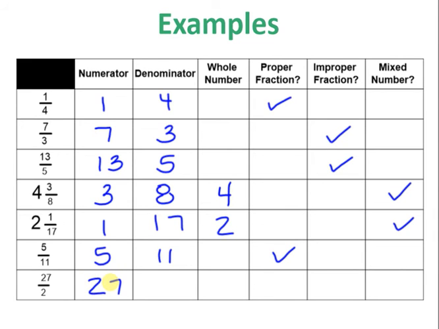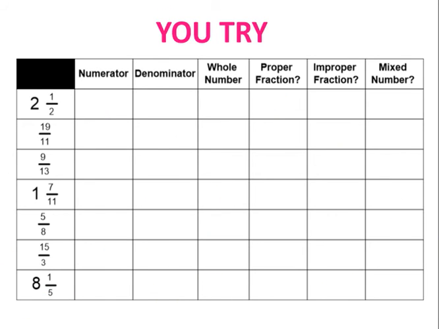27 is the numerator, and 2 is the denominator. Since the top is bigger than the bottom, I know that it's going to be an improper fraction, and I know I just skipped this, but I do not have a whole number in front of it. All right, you go ahead and try these real quick, and I will put up the answers.